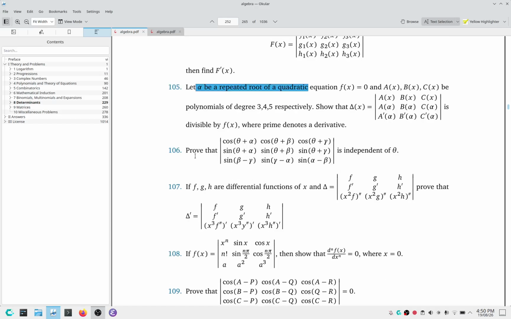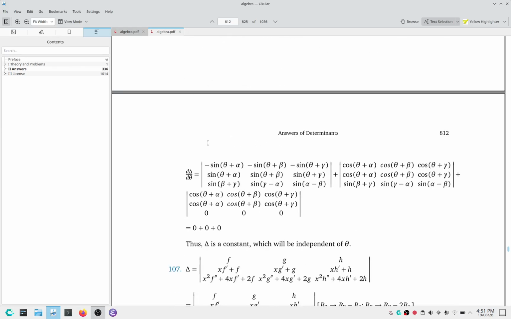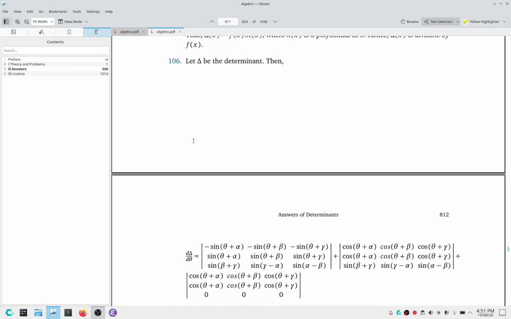Question 106 says that prove that the determinant with rows cos theta plus alpha, cos theta plus beta, cos theta plus gamma; sin theta plus alpha, sin theta plus beta, sin theta plus gamma; sin beta minus alpha, sin gamma minus alpha, sin alpha minus beta is independent of theta. So we have this determinant, delta.